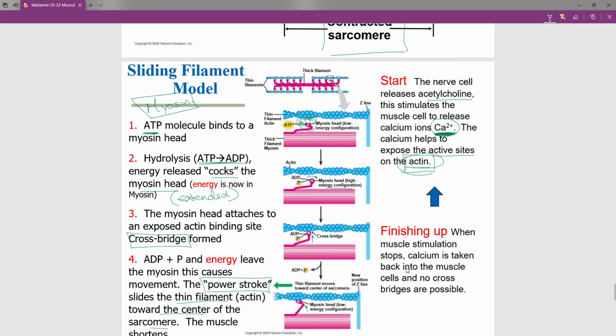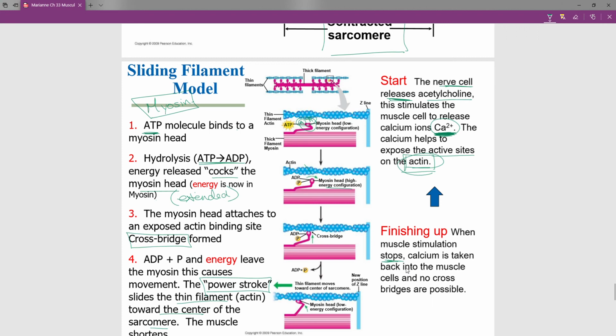This is going to happen in repetition, going from 4 to 2, so long as there is nerve cell stimulation. If the nerve stops firing, so the muscle stimulation stops because there's no more nerve impulse, calcium is taken back up into the muscle, blocking, being a chaperone that it is, and no cross bridges are possible.